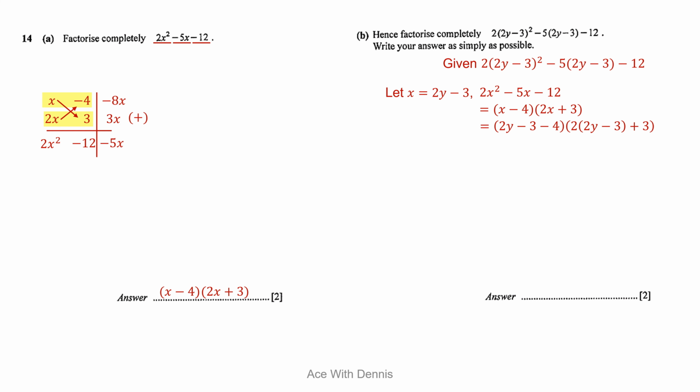So the expression becomes 2y minus 3 minus 4, times 2 times 2y minus 3 plus 3. Then we simplify further. We have 2y minus 7 times 4y minus 6 plus 3, or 2y minus 7 times 4y minus 3. So this is the simplest form. The answer will be 2y minus 7 times 4y minus 3.